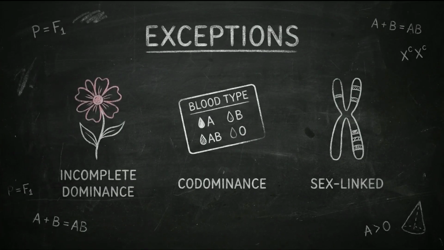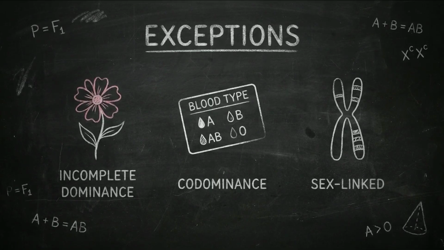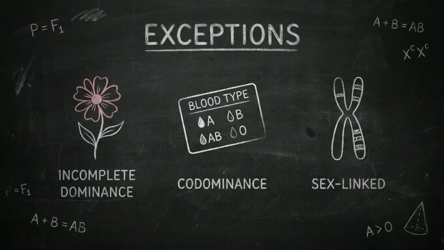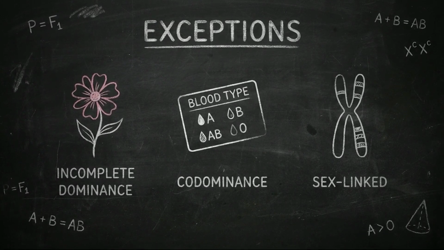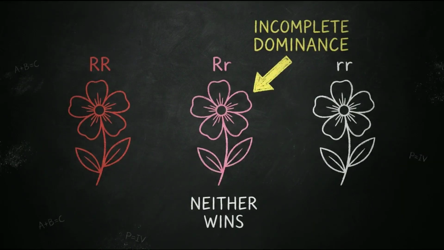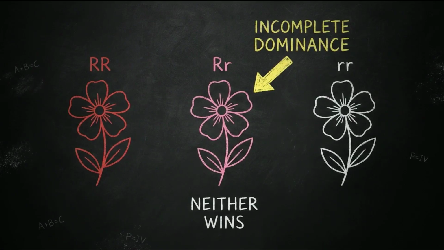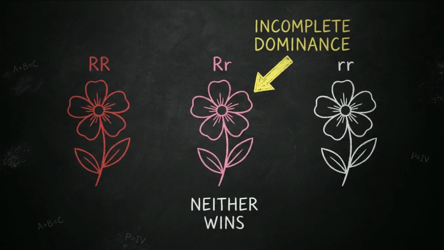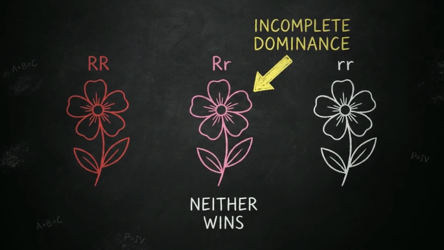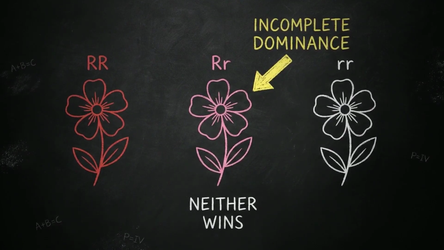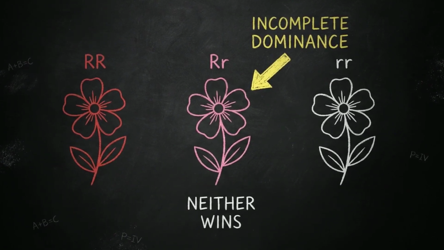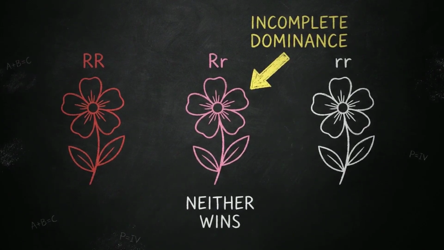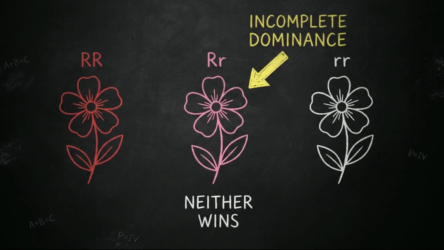Genetics does not always follow the simple dominant recessive pattern. And your exam will almost certainly test you on at least one exception. Let us look at the most common ones briefly. In incomplete dominance, neither allele fully overrides the other. A red-flowered plant crossed with a white-flowered plant produces pink flowers. A blend. Neither the red phenotype nor the white phenotype appears. Something entirely new appears instead. In this case, the phenotype ratio is still 1 to 2 to 1, matching the genotype ratio.